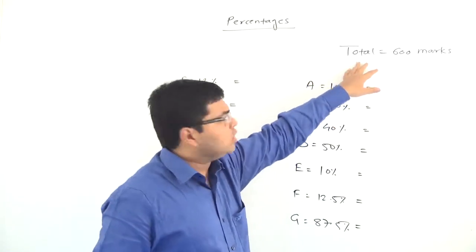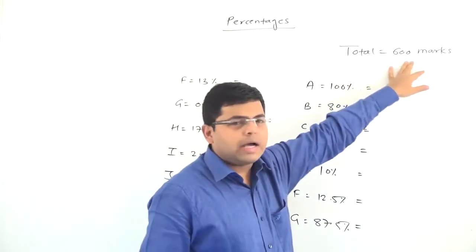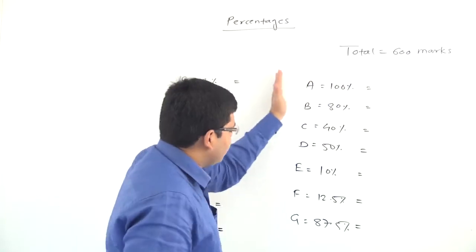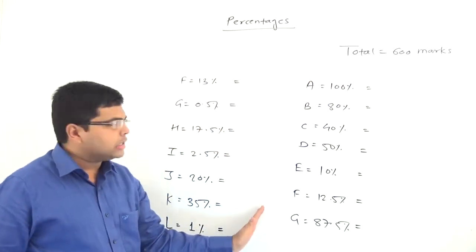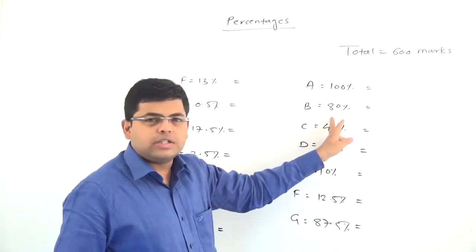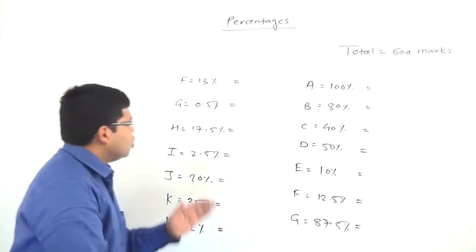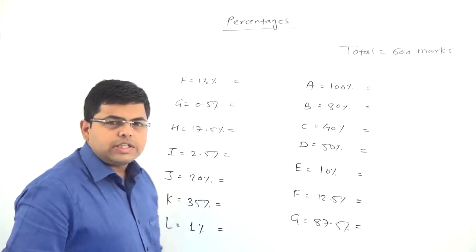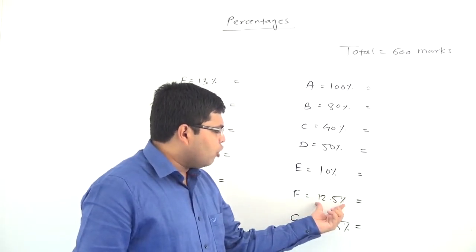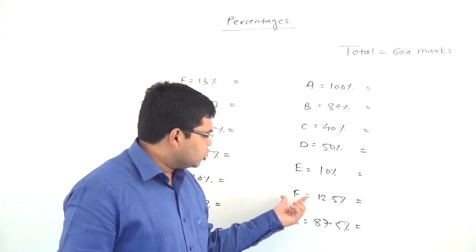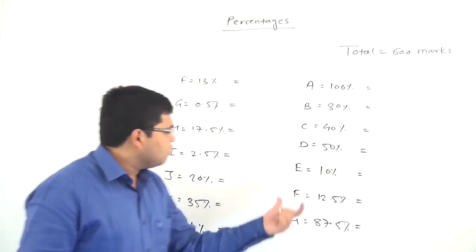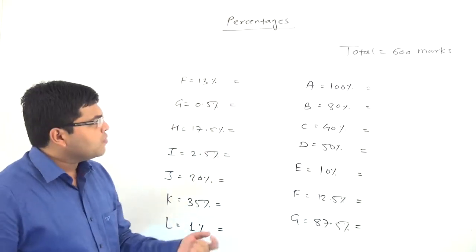Suppose there is an exam in which the total marks are 600, and out of 600 the percentage scores of various students are given. For example, A has scored 100%, B has scored 80%, and so on. So values of the different percentages have to be calculated. For example, what will be the marks scored by the student whose percentage score is 12.5%. We will try to solve this particular example.